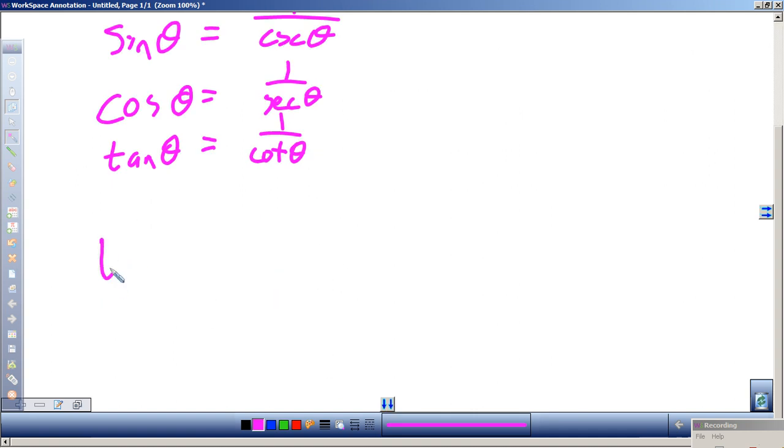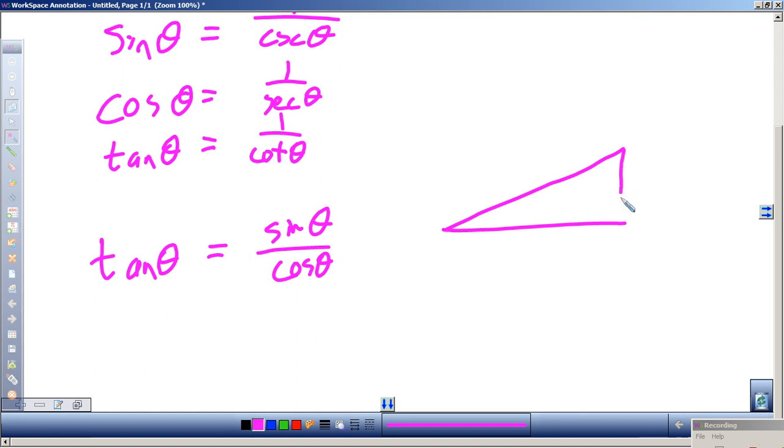Now a couple more of them. Tangent theta is sine theta over cosine theta. Now how am I going to justify that? When we look at the unit circle, how far was this part right here? X value, right? Whatever the x is. And what is x in terms of y and r? Or cosine. So we could say this part right here is cosine theta.